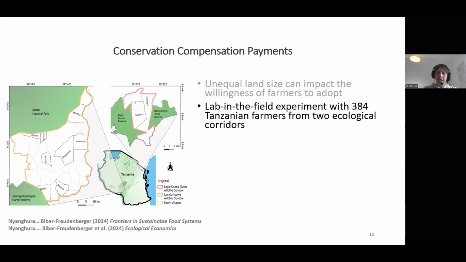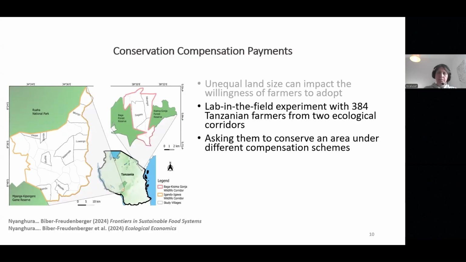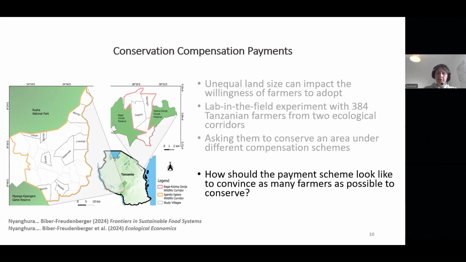So what we did was a lab and field experiment with Tanzanian farmers from 2 different ecological corridors. You can see here up in the north and the south, between protected areas. And then we asked them whether they would be willing to conserve a certain area in this game and this hypothetical land, under different compensation schemes. So we designed different compensation schemes, and we wanted to find out how the payment scheme should look to convince as many farmers as possible to conserve, and how land size and personal values of the farmer also influence that decision.